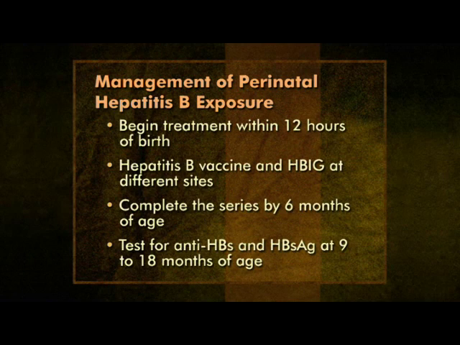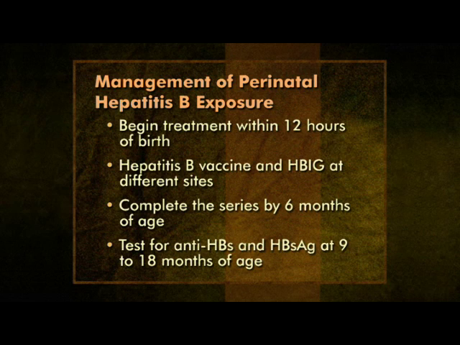Infants born to women who are hepatitis B surface antigen positive must receive post-exposure prophylaxis immediately after birth. The basic recommendations for perinatal management are summarized on this next graphic. For a newborn whose mother is acutely or chronically infected with HBV, begin treatment within 12 hours of birth. In the first 12 hours, give hepatitis B vaccine and HBIG at different sites, for example, each thigh.